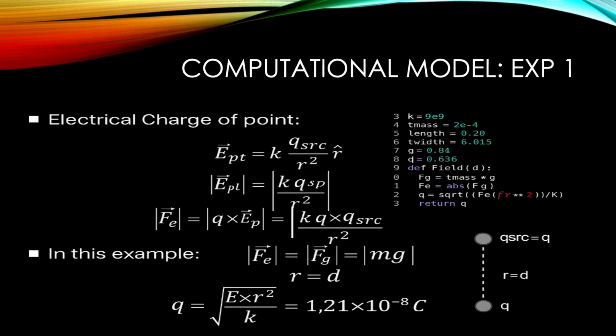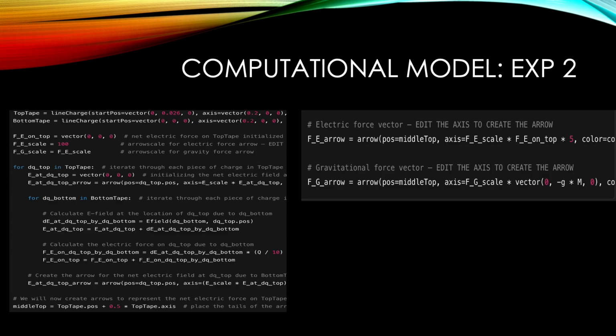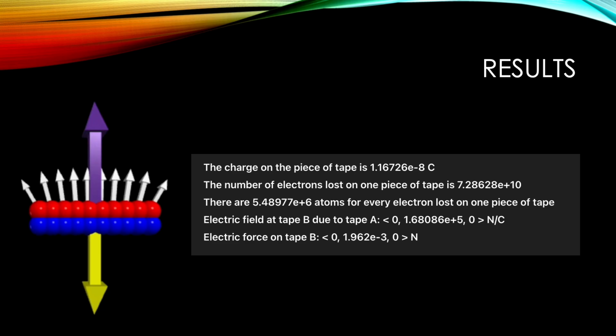So towards the top right, that's my closed script code, and this is the formula I used, and the charge I got was 1.21 × 10^-8 coulombs. I then plugged this into the computational model for experiment 2, and the mass of tape was inputted, and the estimated net charge of one tape was kept, and then I did this. These are the results I obtained.